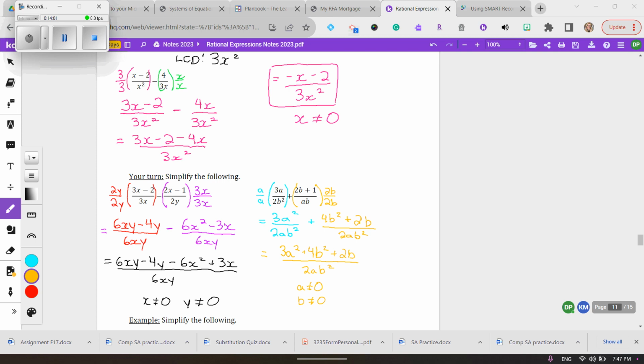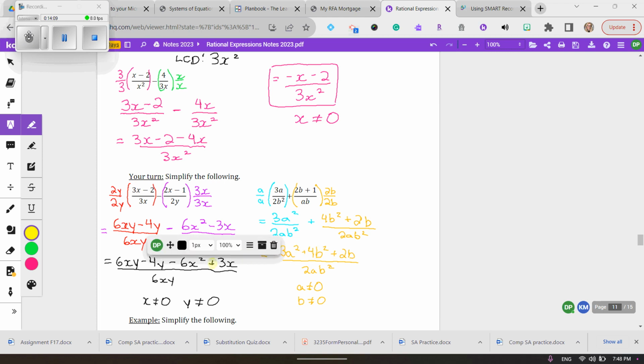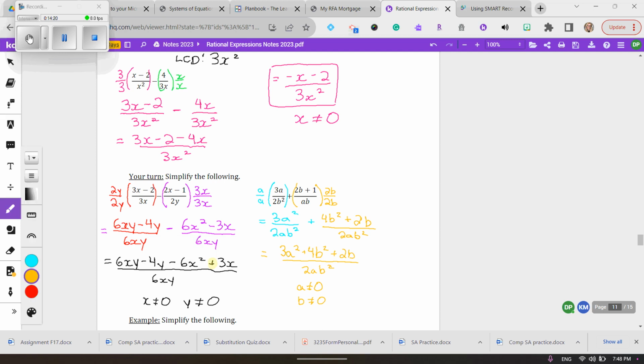Here are the solutions for the your turns. I want to point out two different things. First thing I want to point out is this addition sign here. That's the most common mistake I get, is people putting minus 3x there. The reason it is addition is because we want to add the opposite. I change this to addition, I need to change this to negative 6x squared and this to plus 3x. That's why it's plus 3x.